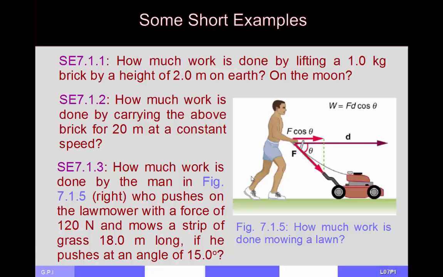All right, for this last example, we actually want to look at this picture of the guy who's trying to mow the lawn. Basically we're given that he's pushing on the lawnmower with a force of 120 newtons, and he's mowing a strip of grass that's 18 meters long, but he's not pushing straight forward on the lawnmower. The handle's at some angle, so maybe he's pushing at an angle of 15 degrees. And so the question is, how much work is he going to do by mowing this lawn?